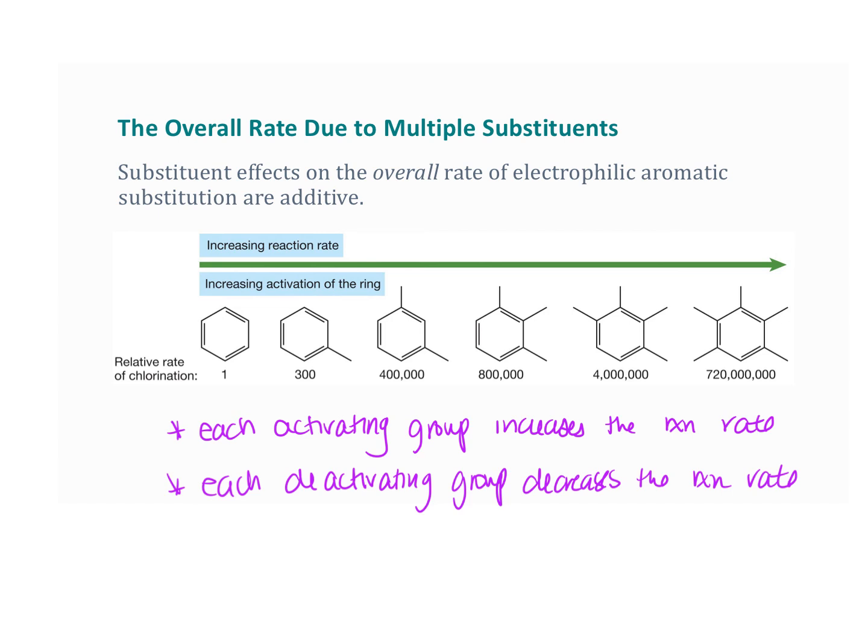For example, we can see here the rates of chlorination for several methylated benzenes, and each methyl group is activating. So as the number of methyl groups increases, so does the reaction rate. For every one time that this benzene reacts, this reacts 720 million times, and so it's very, very activating.